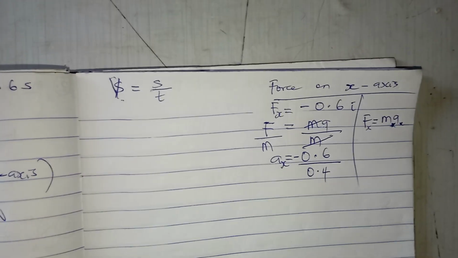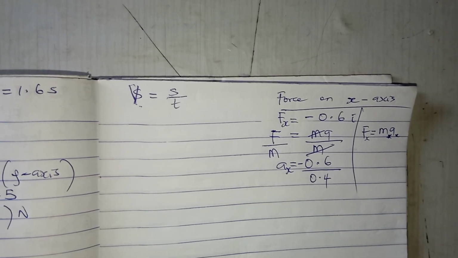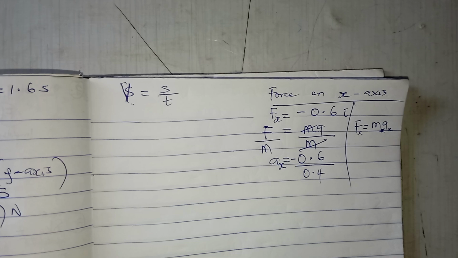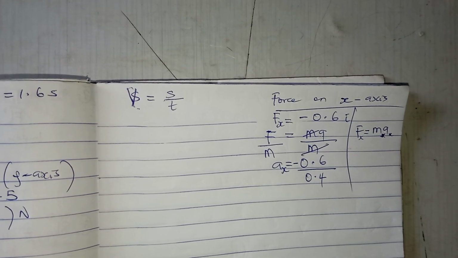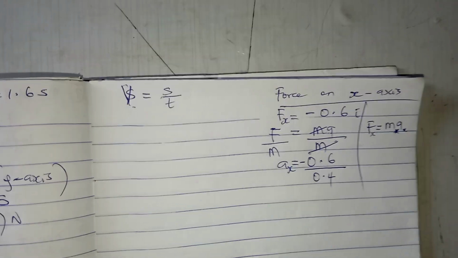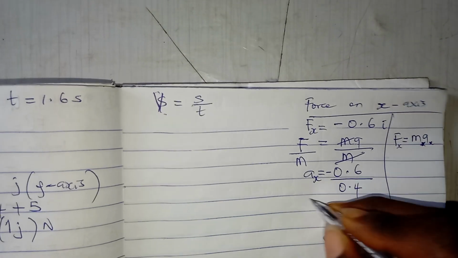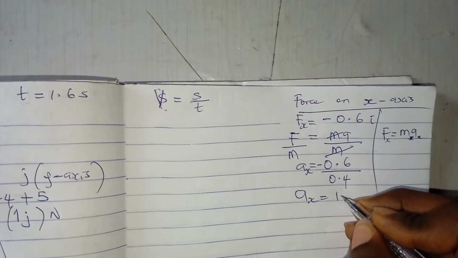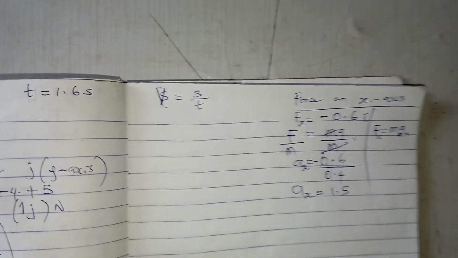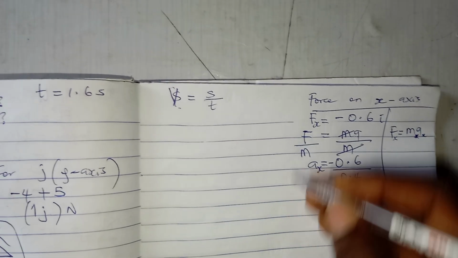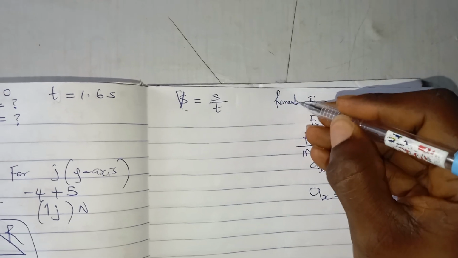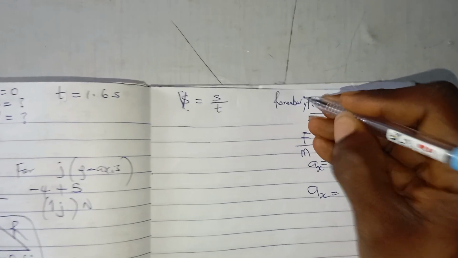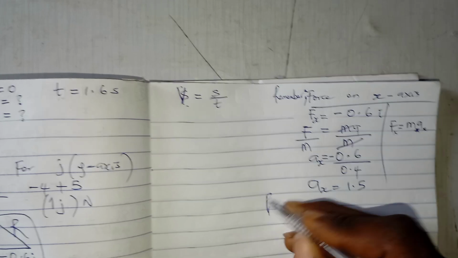So let's punch. Let's see what we have. I have 0.6 divided by 0.4. I have 1.5. So acceleration on the x-axis is 1.5. Now, remember.